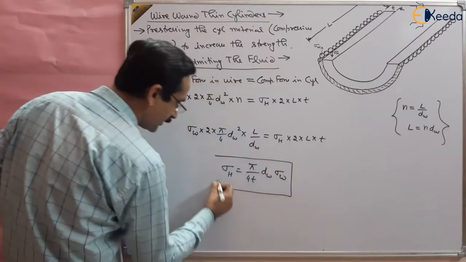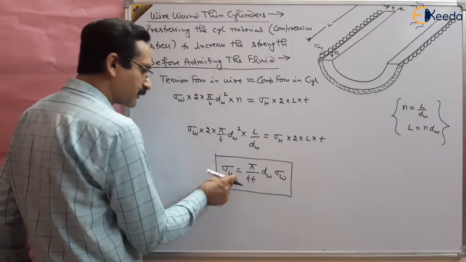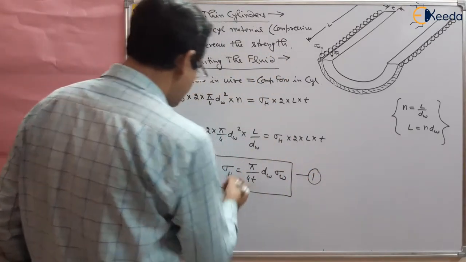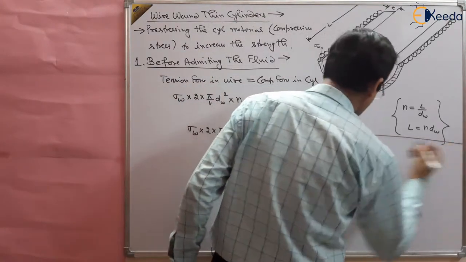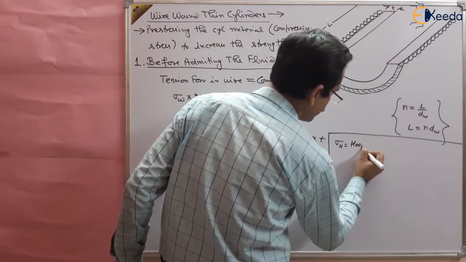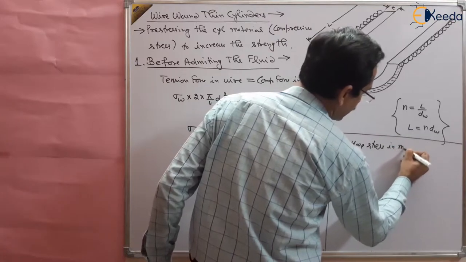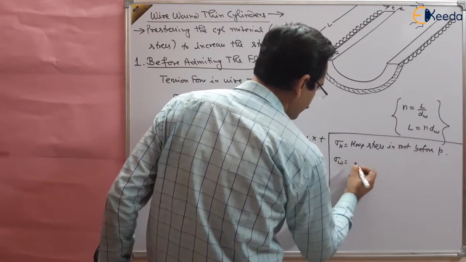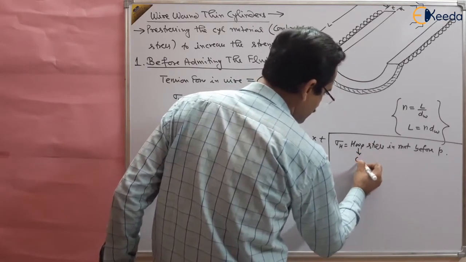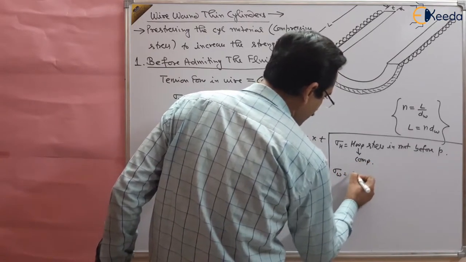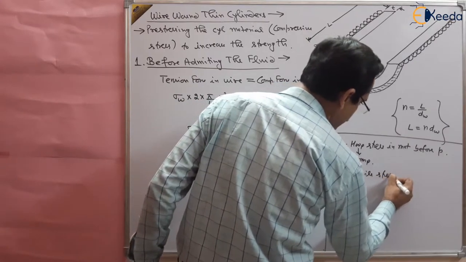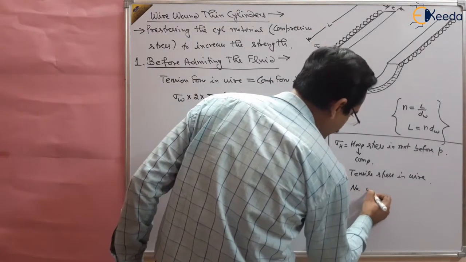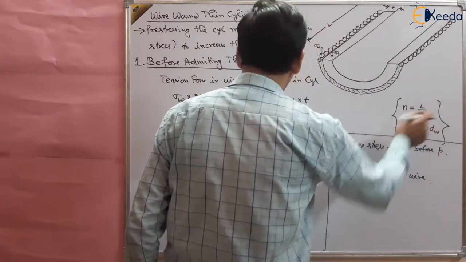So this is the relation between the stress in wire and stress in material, and that is compressive stress, sigma h. This is the first equation, an important equation. Here, sigma h is the hoop stress in the material of the cylinder before pressure P is applied. You must know that this is compressive. And sigma w is the tensile stress developed in wire, and n is equal to the total number of turns, which we have found out, l by dw.